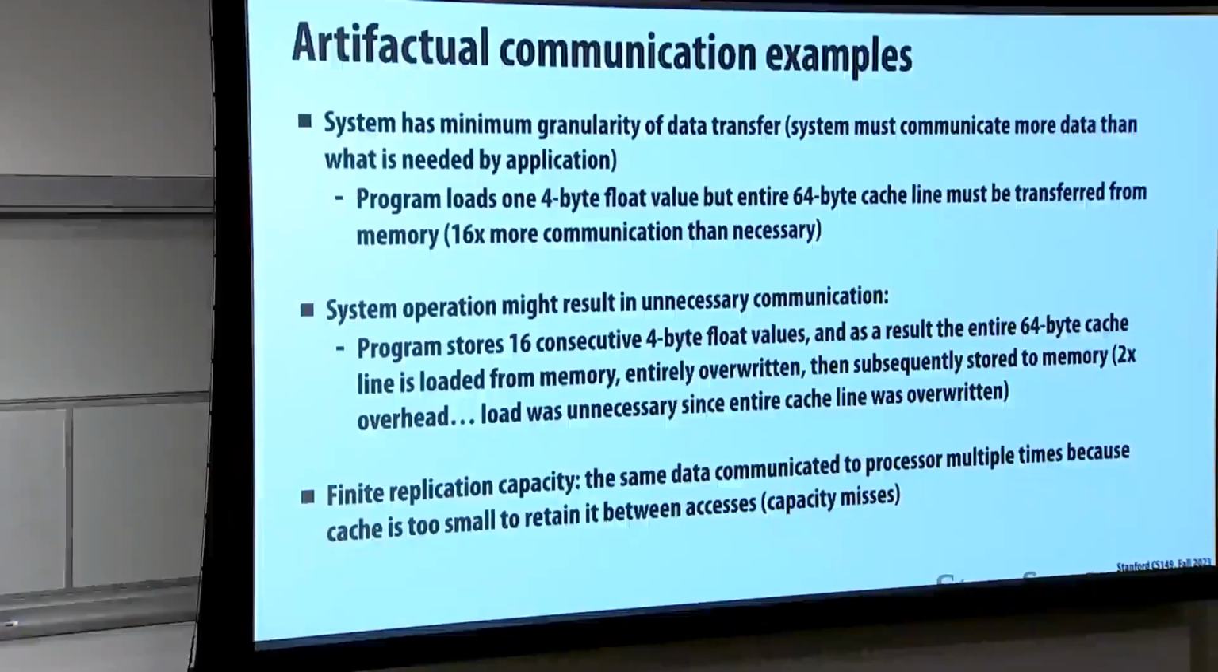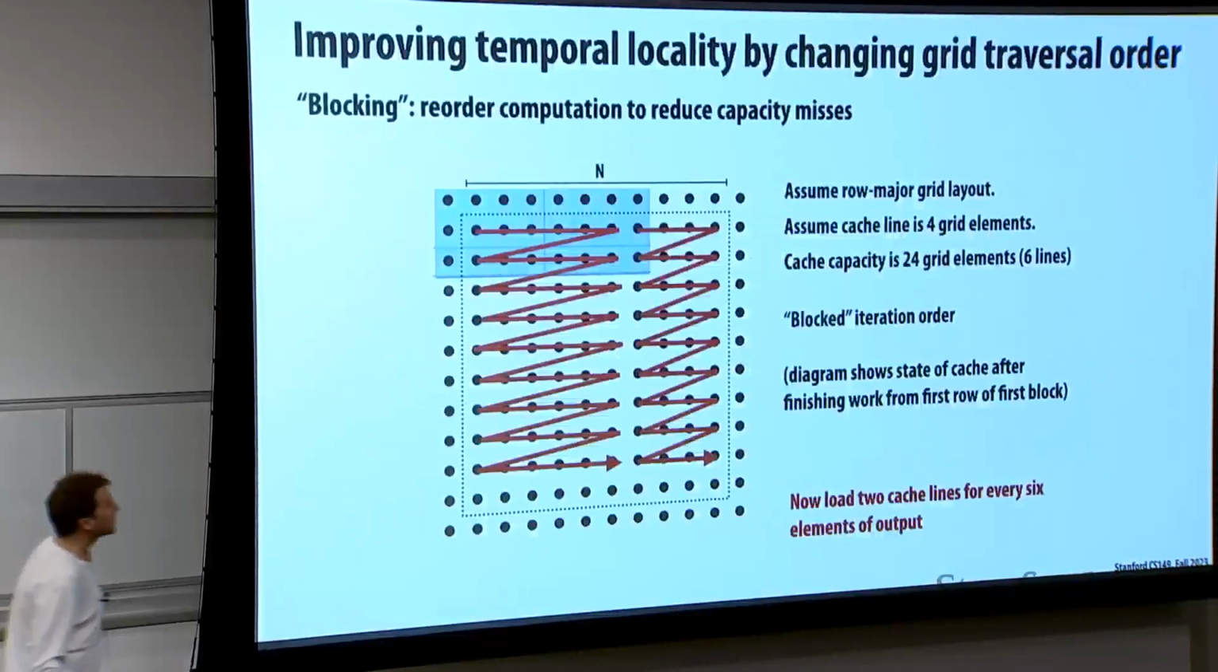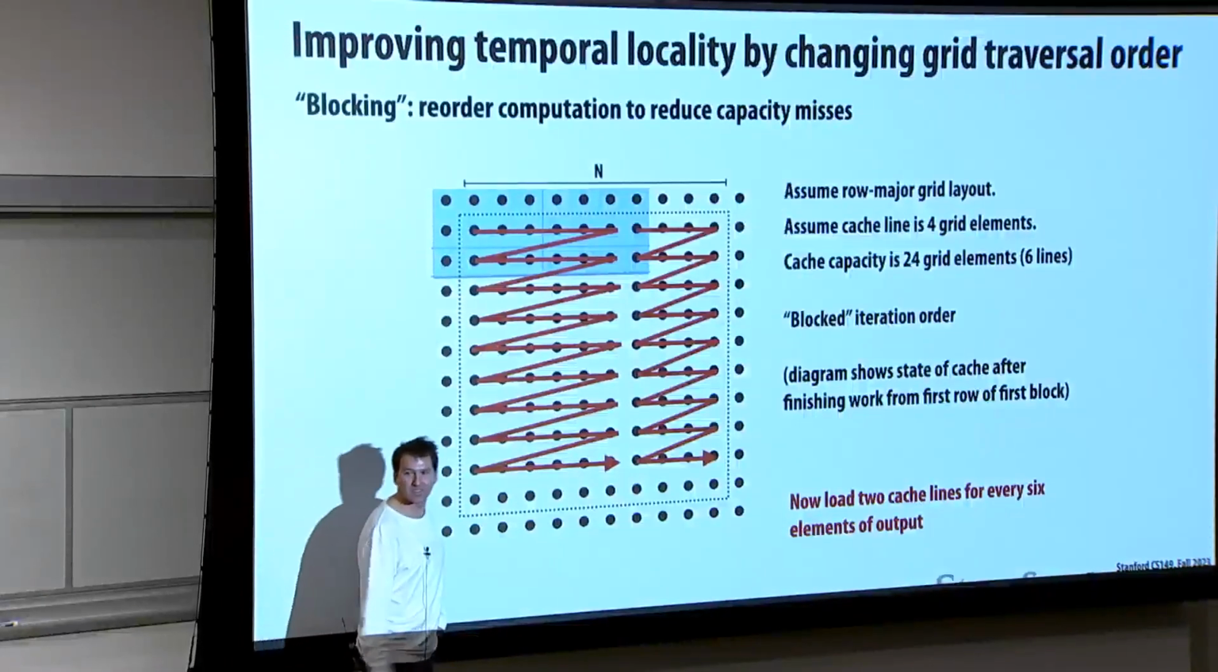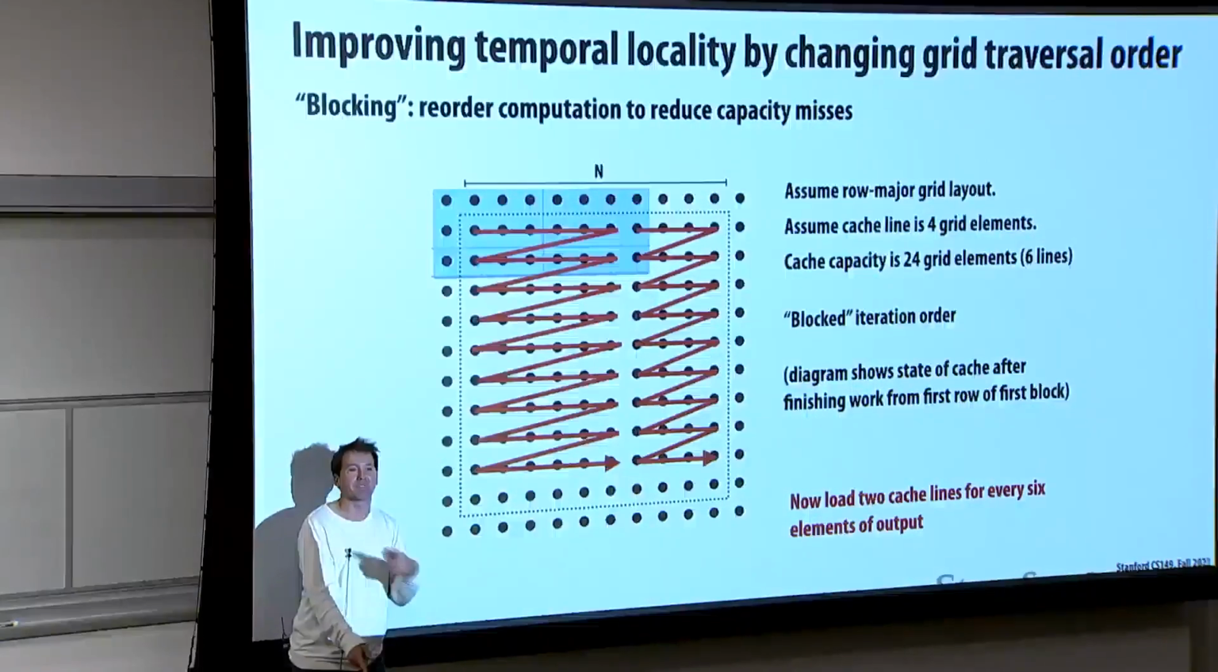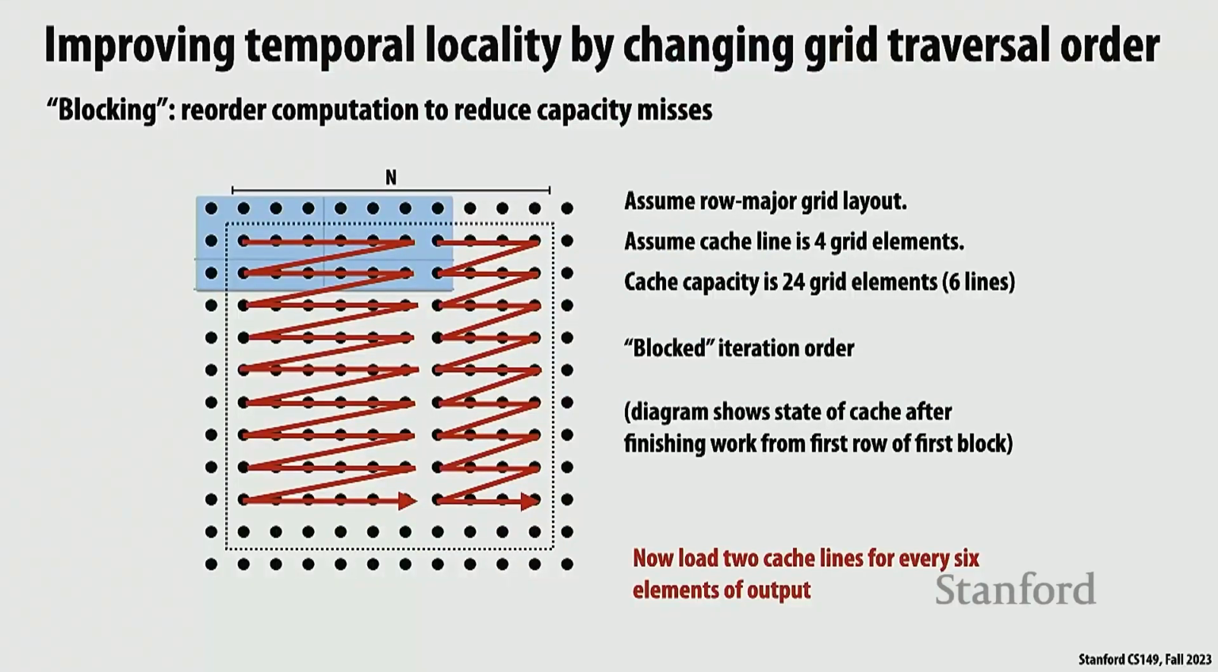So let me jump forward again. If I change the order in which I iterate over this array, I compute the same answer. I'm just going to iterate in a different order. This is not about parallelism again. This is just about communication.